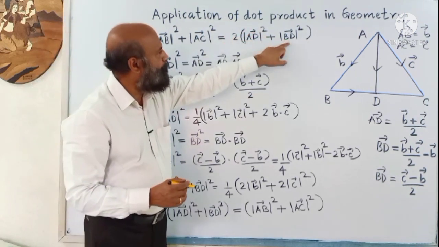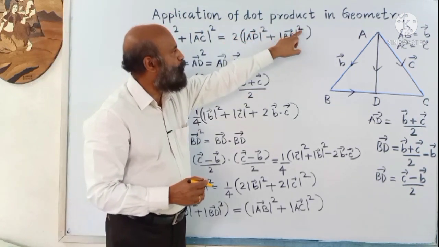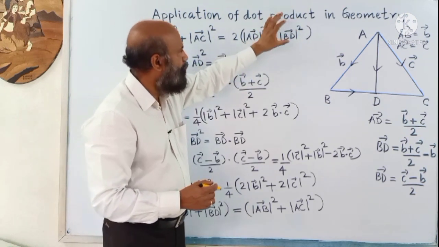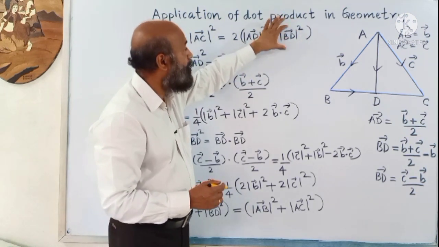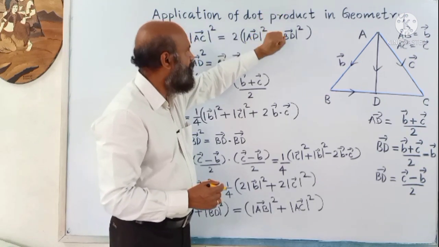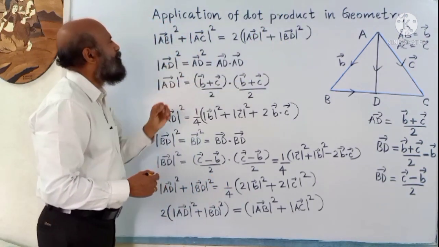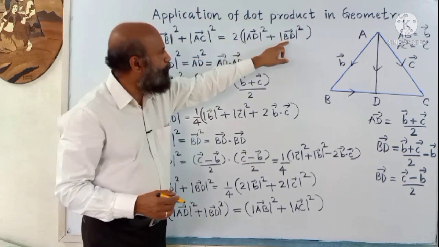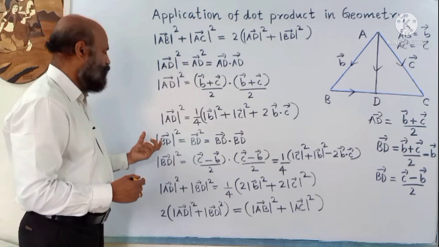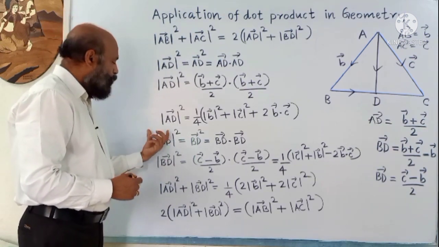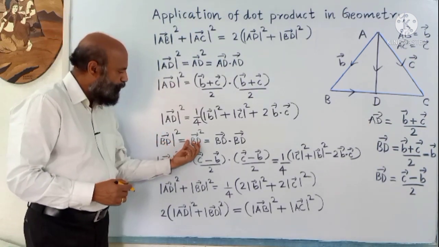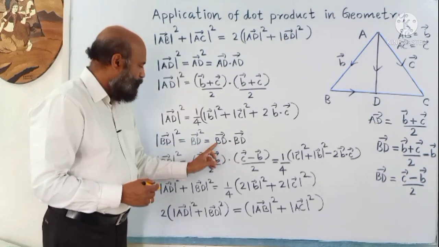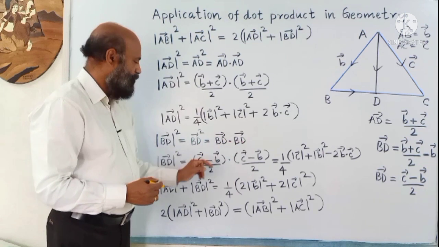Next we have to get modulus of BD square. We are proving from this side: try to get the right side first, and we can show that it is equal to the left hand side. So now modulus of BD vector square is same as BD vector dot BD vector.